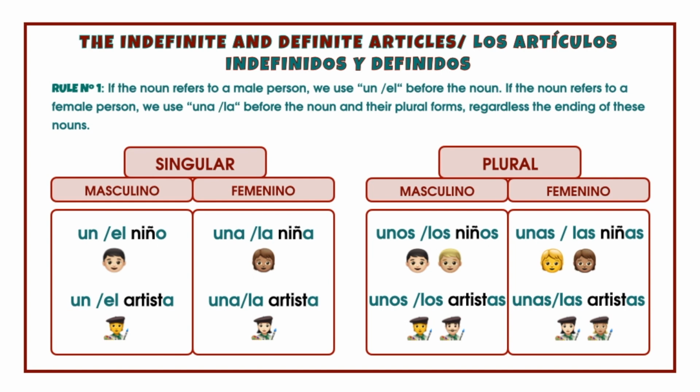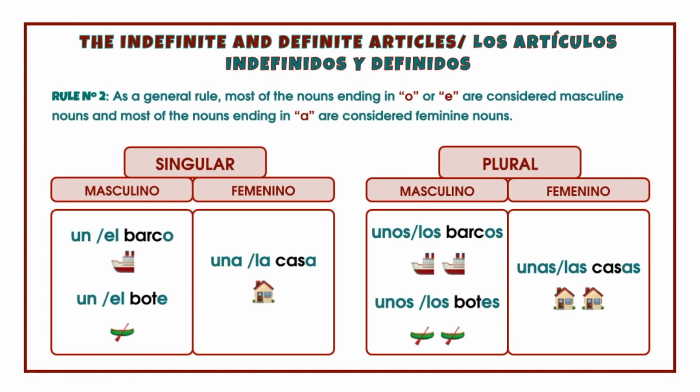Rule number 1. If the noun refers to a male person, we use un or el before the noun, such as un niño or el niño. If the noun refers to a female person, we use una or la before the noun, such as una niña or la niña. And their plural forms, unos artistas o los artistas, unas artistas o las artistas, regardless of the ending of these nouns.